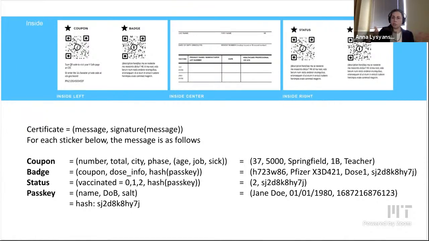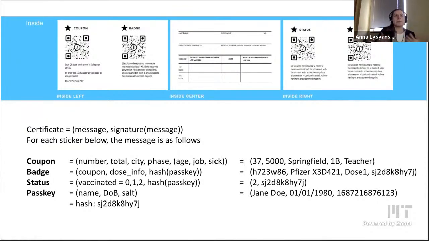So you can see that in this suggestion, the coupon would be transferable. If you get a coupon, you can give it to somebody else because it doesn't have your name in it, but maybe you're not motivated to because you actually want the vaccine. This information is signed, so you cannot just forge a coupon. Now you go and you get vaccinated, and then you get a badge.